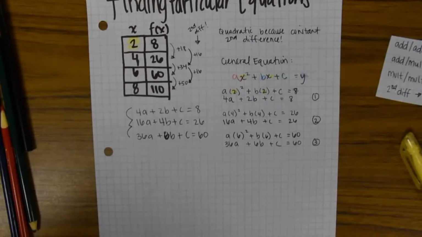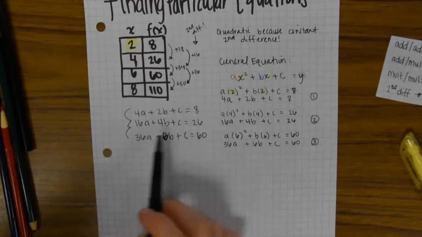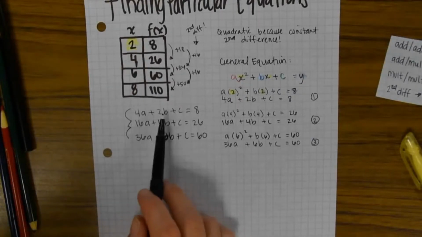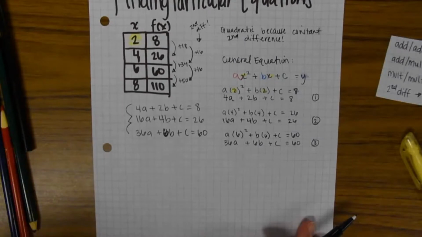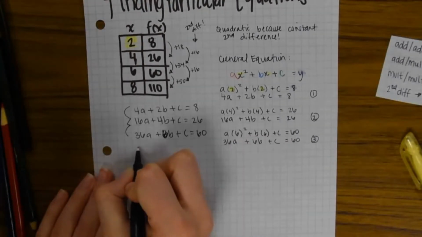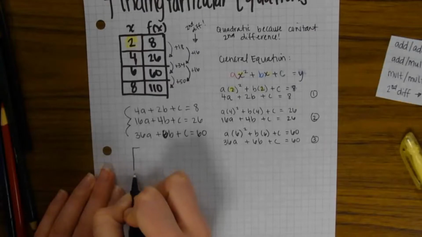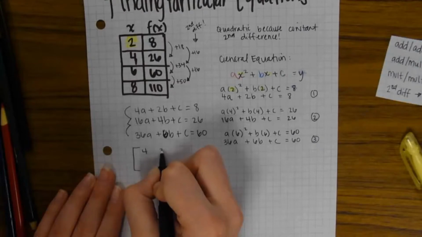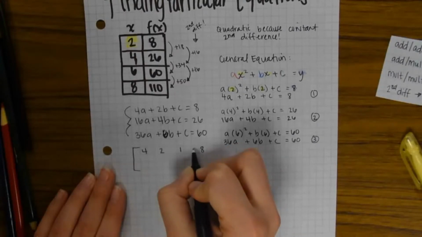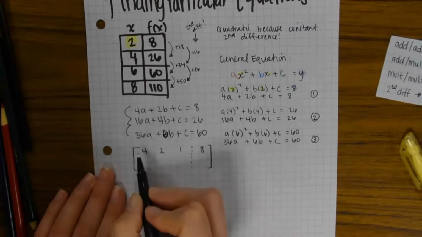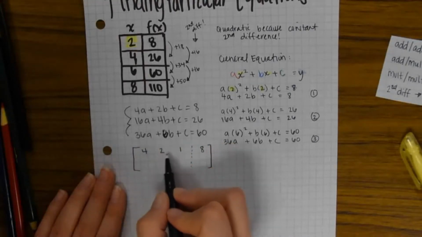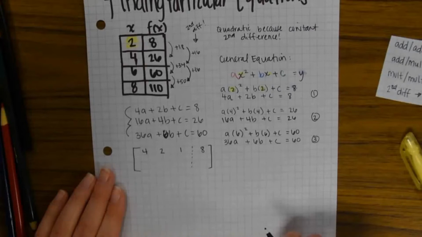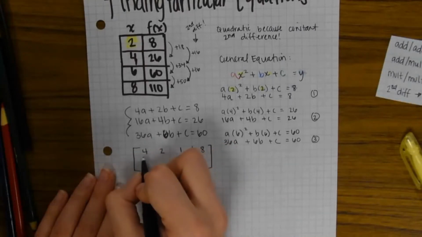We could start solving it by hand. We could get c alone and substitute it in, but that's so much work. As I look through these, the highest degree for each term is 1, so I could just set up a matrix. If I wrote a matrix for this first one, it would be 4, 2, 1, 8. Because 4 is the coefficient of A, 2 is the coefficient of B, and 1 is the coefficient of C, 8 is the answer.